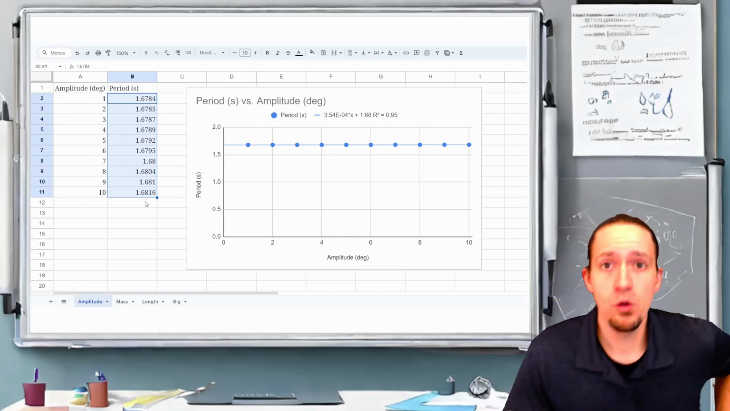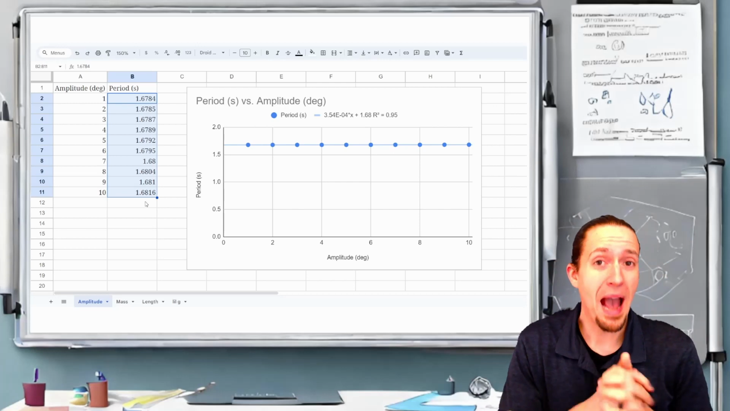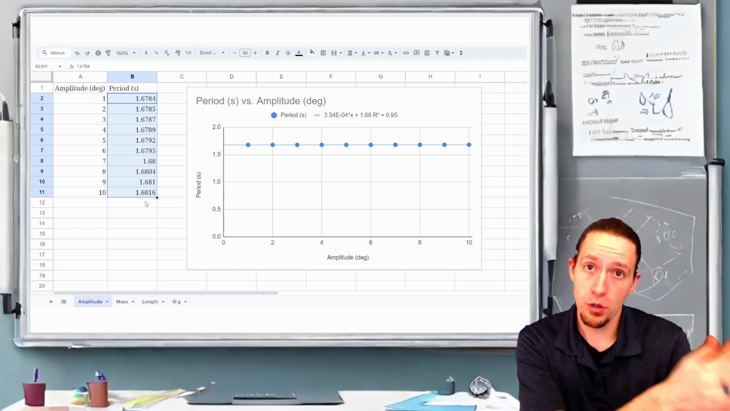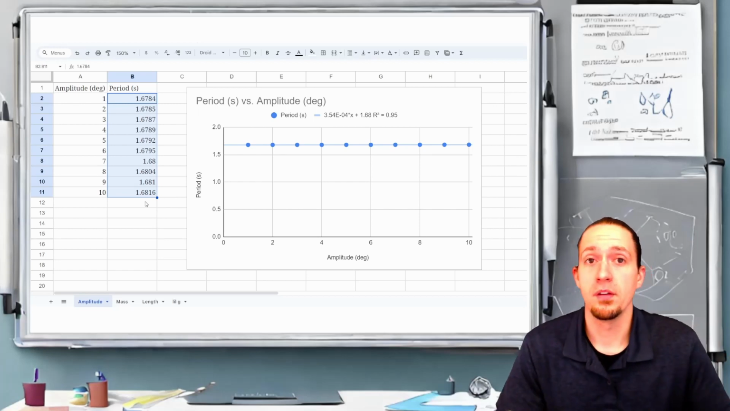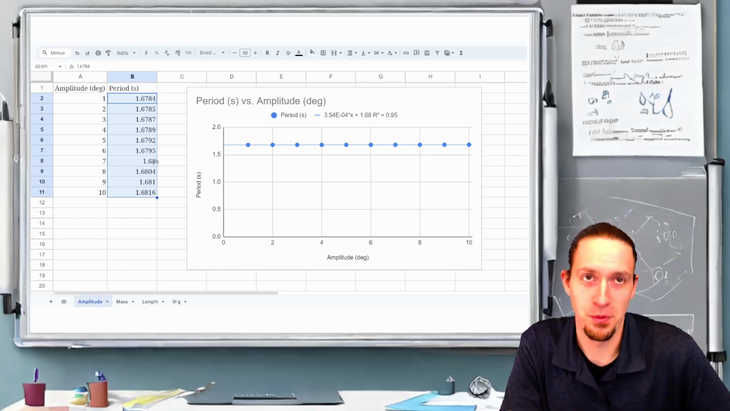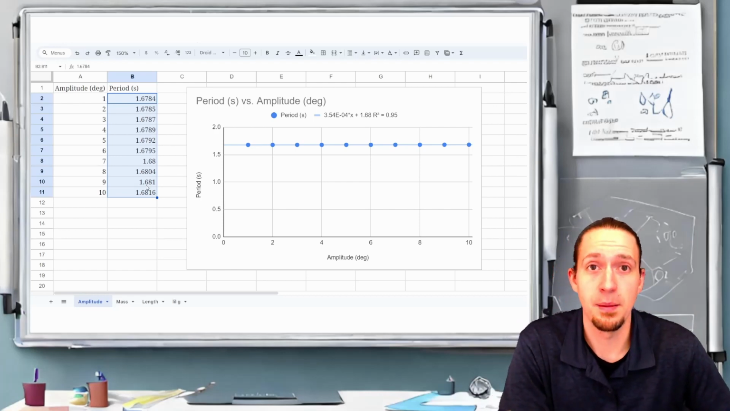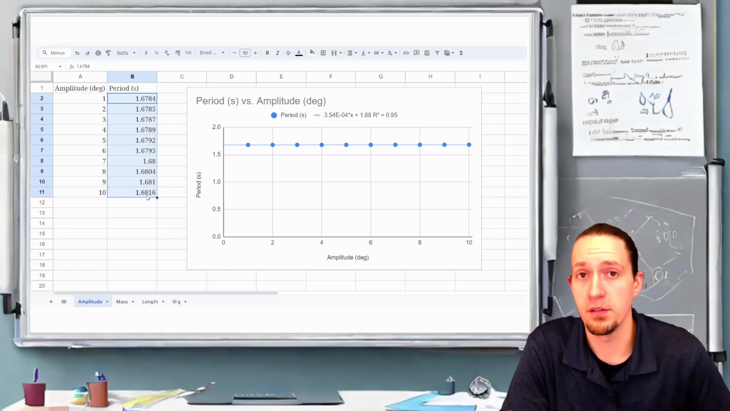What's interesting is if you were to collect this data with a stopwatch, or doing it in real life, versus using the period timer, you would never be able to measure with this level of precision, and you would never notice this. You would see this being exactly the same for all of these different data values.